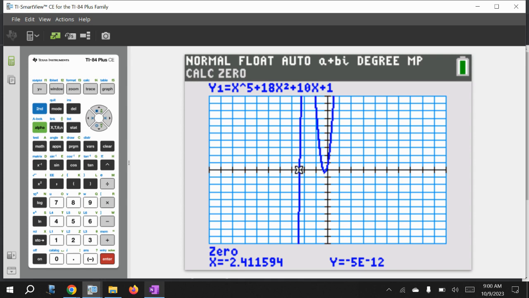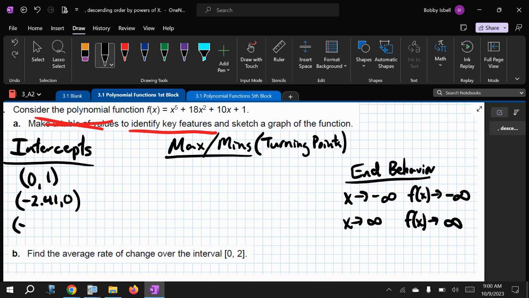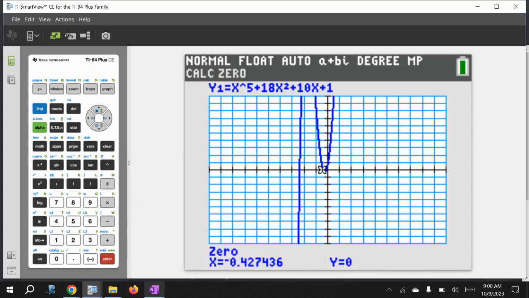Now I'm going to try to find the next one, which is right here. Second trace 0, move around till I get to the left of that first one. Enter, move to the right of it, enter. Right there. -0.430. That one didn't have the rounding error. -0.430. Was that right? Yeah, 4.3.